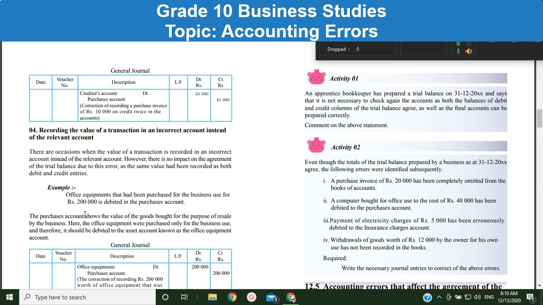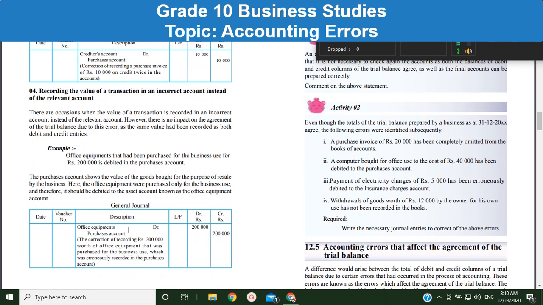For example, here it is given that office equipment that had been purchased for business use, that's a fixed asset, 200,000, is debited in the purchase account. So it is not a purchase, it should come to office equipment. Here it has been corrected: office equipment 200,000, deducted from the purchase account 200,000. Right? Then narration: correction of recording 200,000 worth of office equipment that was purchased for business use. That was for use, meaning it's a fixed asset, not for resale purposes. So those are the mistakes you have to correct.